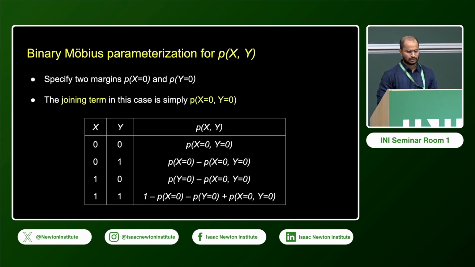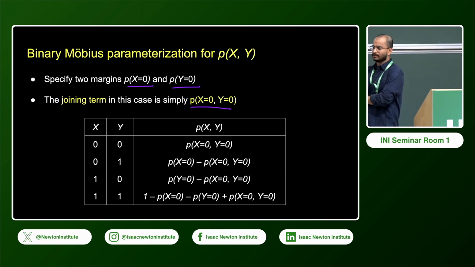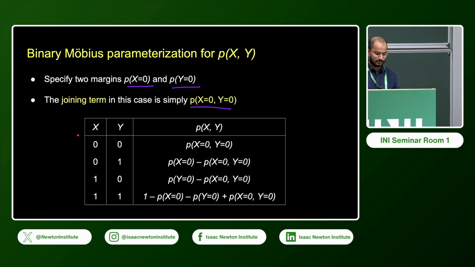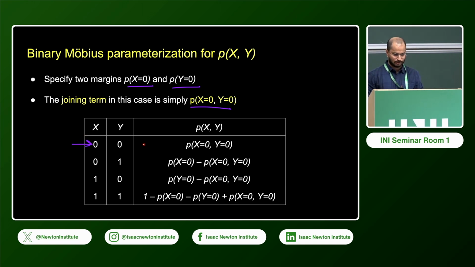All right, so here's how you do it for binary variables. If you specify two margins, p of x equals 0 and p of y equals 0, the joining term in this case is just the joint probability of both of them being 0. And then how do you derive the rest of the probability table? For 0, 0, that's obvious. It's just the joint probability of x equals 0 and y equals 0.